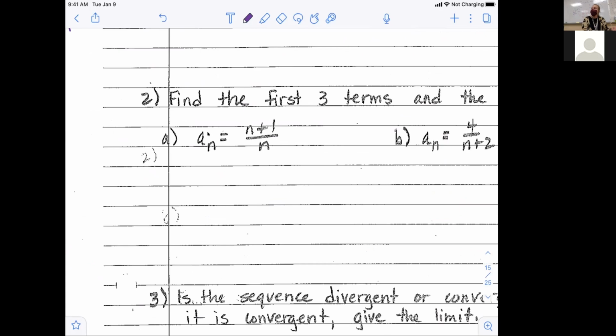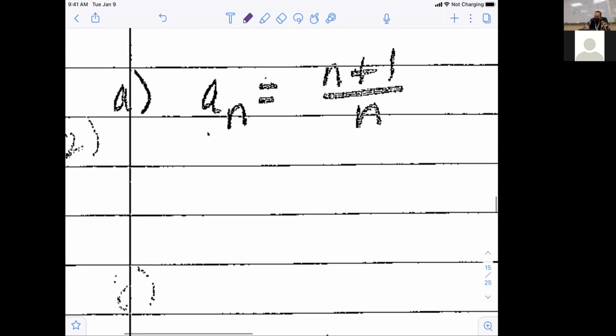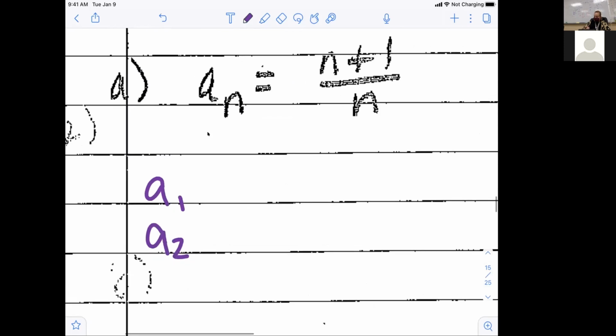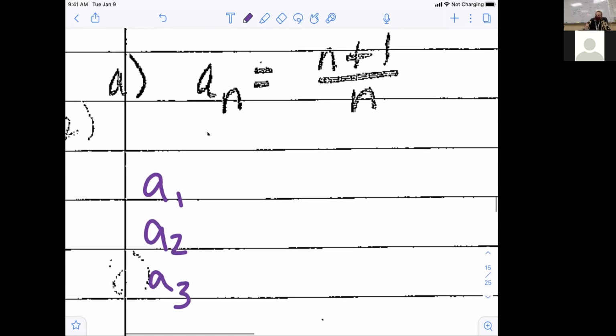2A says find the first 3 terms and the 50th term. So this is kind of where we're using our n's again. Like Brooke said, what does the n mean? This is what term we're on. So the first 3 terms mean that we're not just doing a sub n, we're going to do a sub 1, a sub 2, a sub 3. So these are all my n's. For the first one, I'm going to plug 1 in for both my n's and find my answer. Then I'm going to plug 2 in for both my n's and find the answer for the second term. And then I'm going to plug 3 in for all my n's to get the third term.